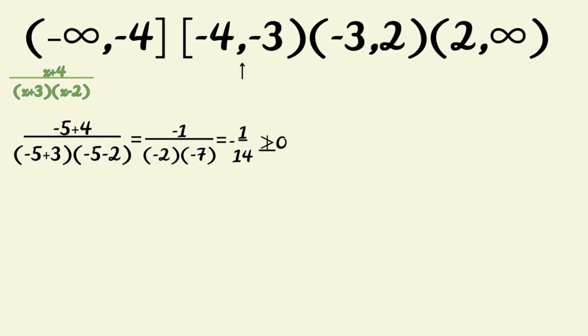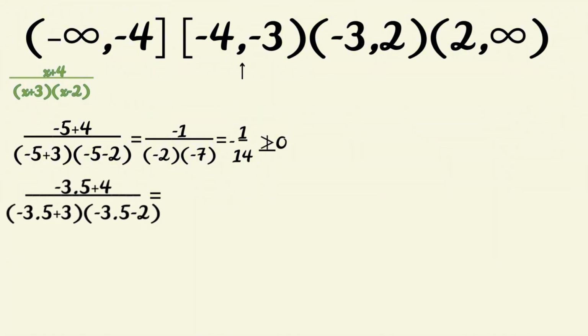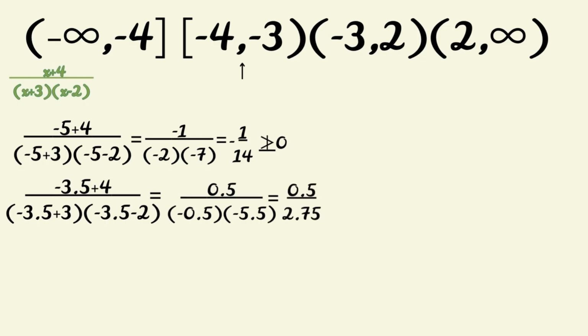For -4 and -3, we will use -3.5. -3.5 plus 4 over -3.5 plus 3 times -3.5 minus 2 is going to be 0.5 over -0.5 times -5.5. 0.5 over -0.5 times -5.5 is going to be 0.5 over 2.75. 0.5 over 2.75 is greater than 0, so this is part of the solution.